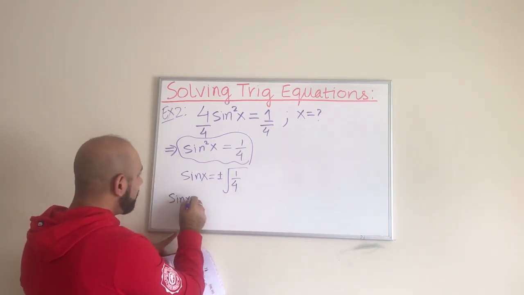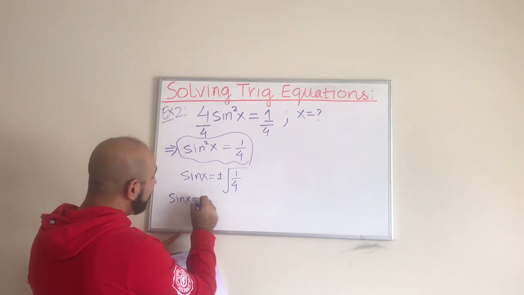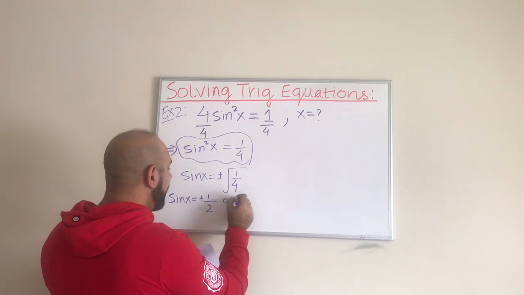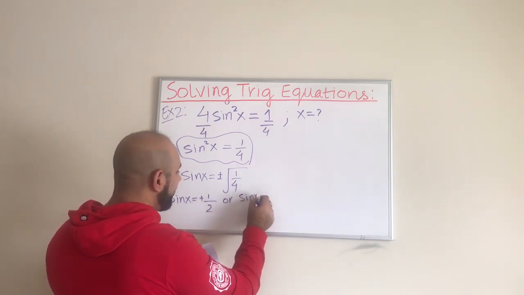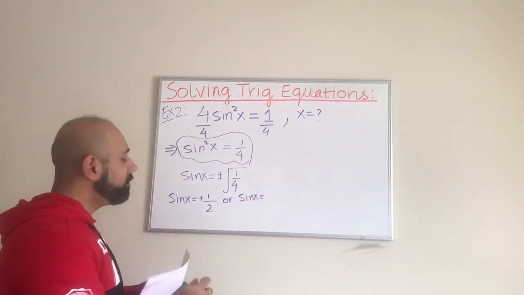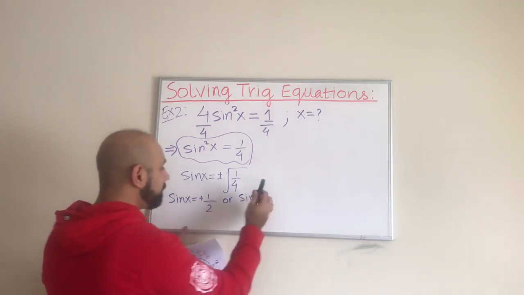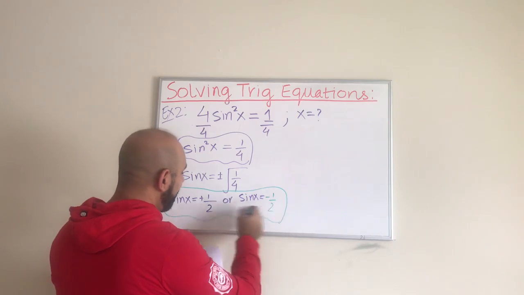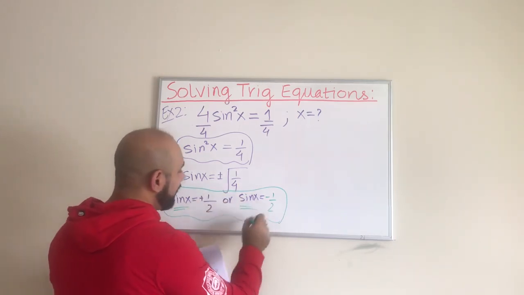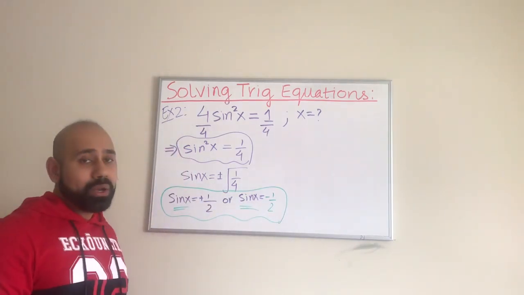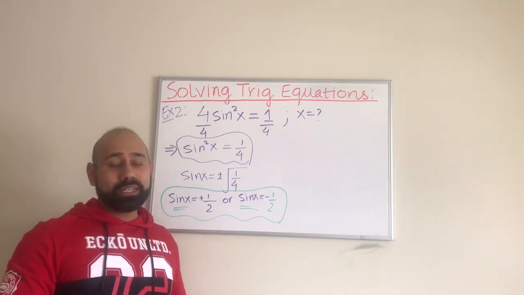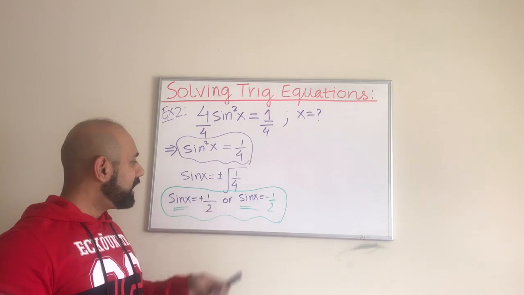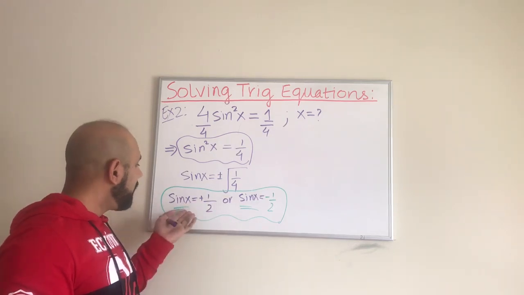Sine x will be positive 1 over square root of 4, which is 1/2, or sine of x will be the other one, negative 1/2, right? These are my two values. Now from here, since they are in linear form in sine, guys, we can just go back to the unit circle and see for what angles x we get sine x as positive 1/2 and negative 1/2. Let me start with positive 1/2.